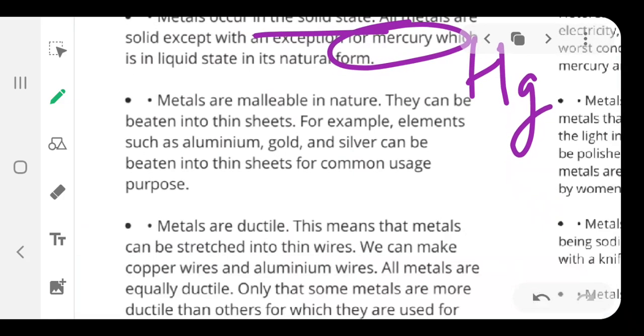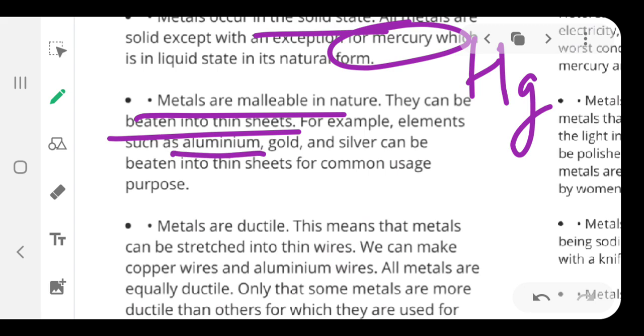Then metals, I have told you, are malleable. Now underline the definition of malleability. That means when you beat them, you can beat them into thin sheets. You can make sheets of metals. So you all use aluminium foil when you pack your breakfast in that.